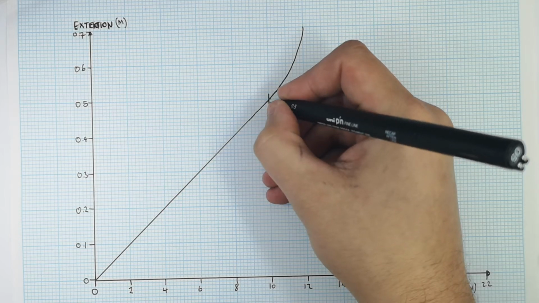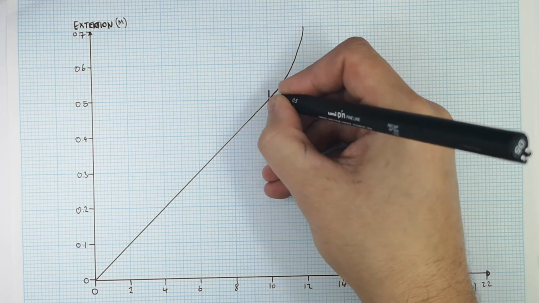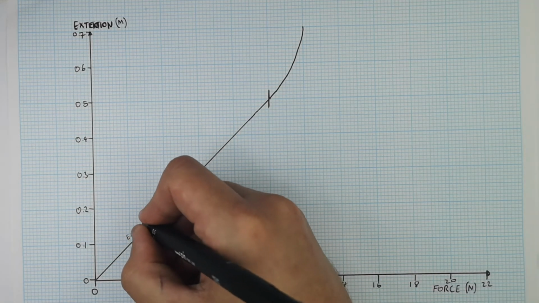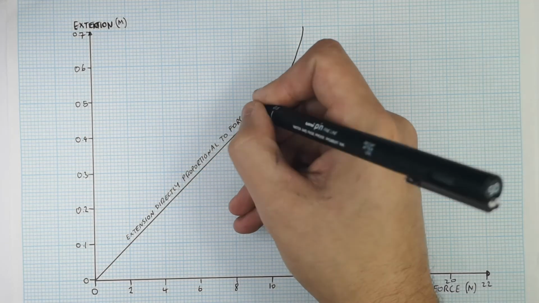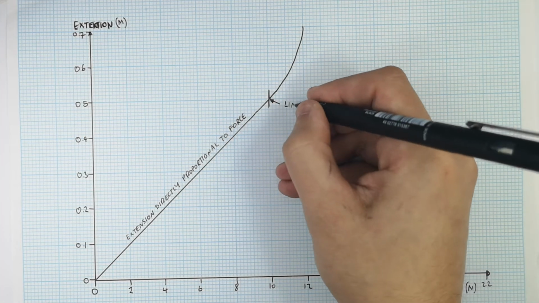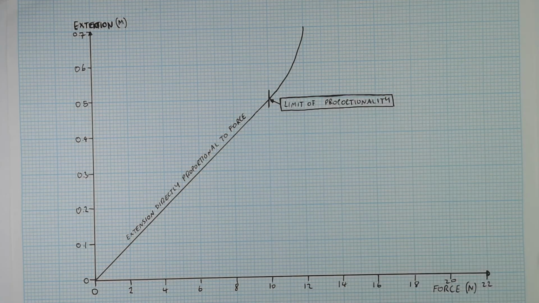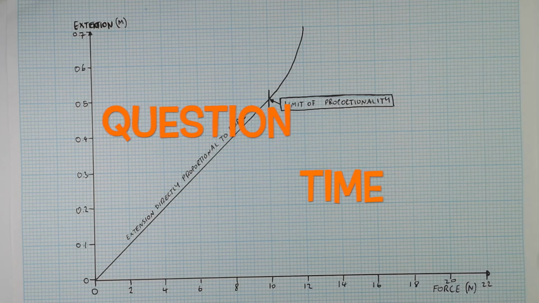So the maximum force for this object that can be applied before the extension stops being proportional to the force is 10 newtons. At this part of the graph, the extension is directly proportional to the force, and it's this point here which is the limit of proportionality for this object. Beyond the limit of proportionality, the graph starts to curve, and you'll get a larger extension for each unit increase of force.